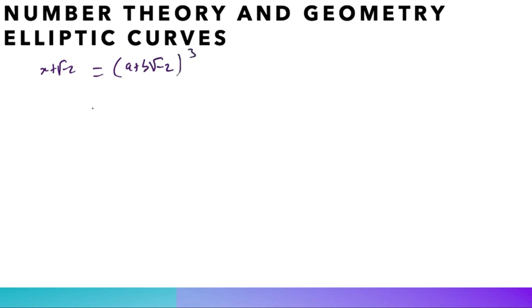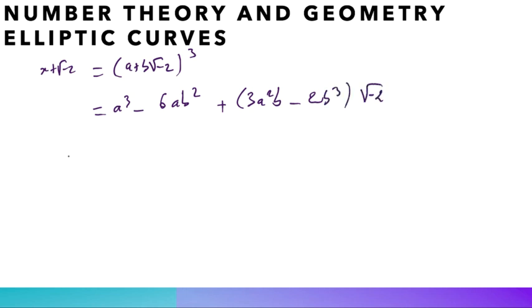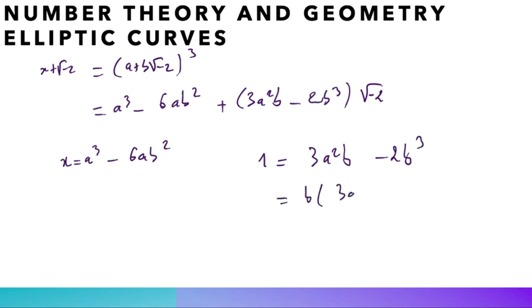Now a simple computation gives a cubed minus 6ab squared plus 3a squared b minus 2b cubed all times square root of minus 2. It follows by computing real and imaginary parts that x is equal to a cubed minus 6ab squared and that 1 is equal to 3a squared b minus 2b cubed, which is also equal to b times 3a squared minus 2b squared. This latter implies that b is a divisor of 1, in which case b is equal to plus or minus 1.